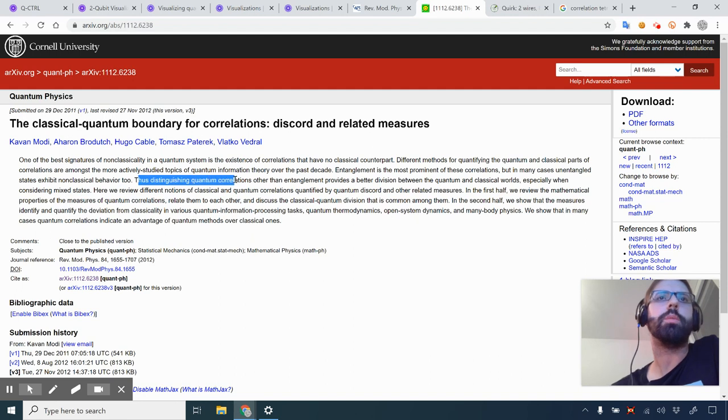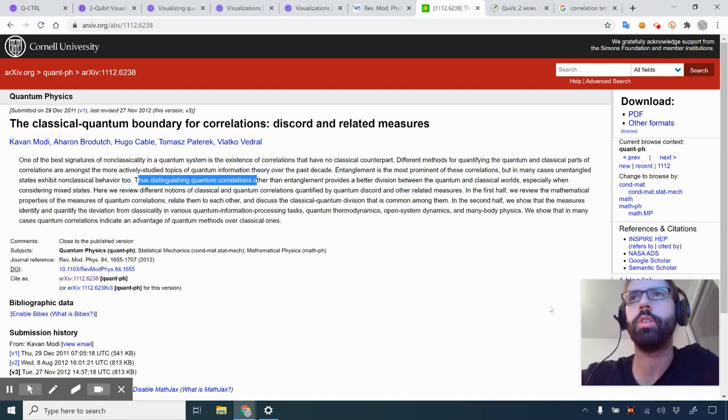Thus, distinguishing quantum correlations other than entanglement provides a better division between the quantum and classical worlds, especially when considering mixed states. Should probably get something to drink.